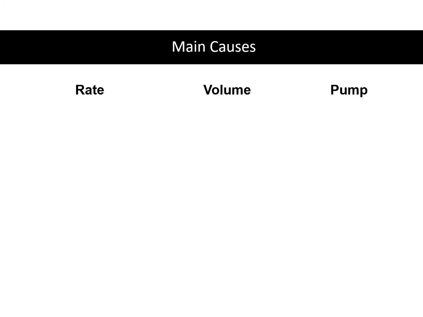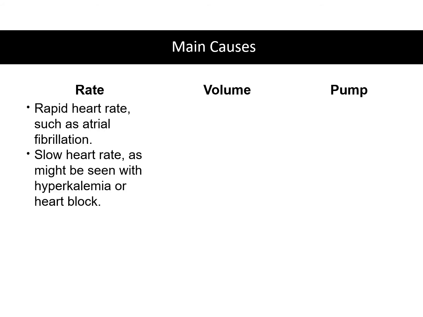So you can classify all the causes of hypotension according to these three categories: rate, volume, or pump. So specifically, a rapid heart rate such as atrial fibrillation can produce hypotension, or a slow heart rate, as may be seen with hyperkalemia or heart block, can cause hypotension.